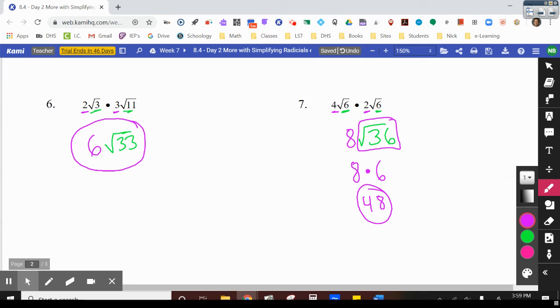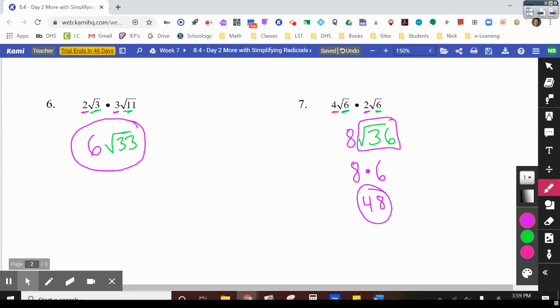So that is my simplified solution for number 7. It's just 48. In this case, my radicals, when I smash them together, turn into a perfect square number, and I'm able to completely get rid of that radical if it's a perfect square number. Hopefully this makes sense.